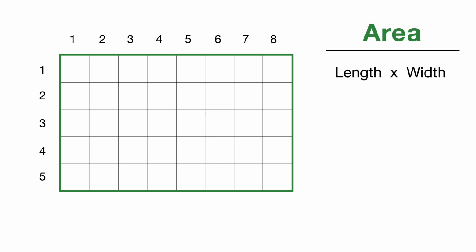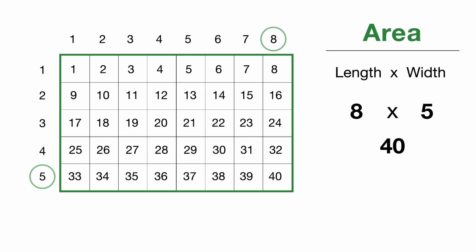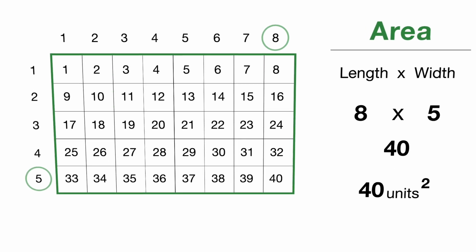So when looking at this, you can easily say the length is 8 and you multiply that by the width, which is 5. So the area is 8 times 5, which is 40, which means there are 40 squares in this rectangle. It's typically written as 40 and whatever the units are measured in, whether it's inches, feet, yards, whatever, you write them as 40 units squared.